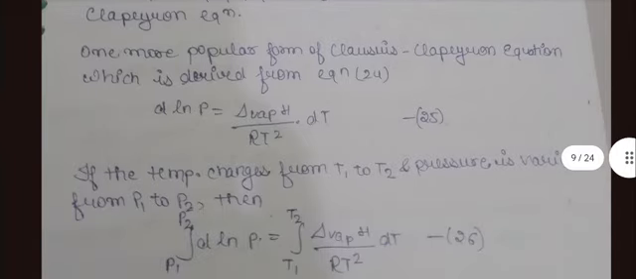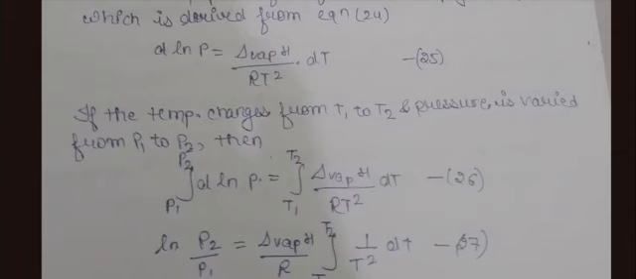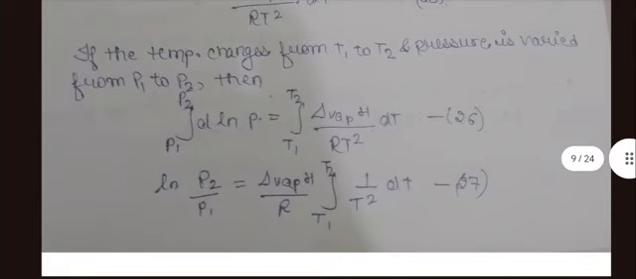One more popular form of the Clausius-Clapeyron equation, which is derived from equation 24, is d ln P equals delta vapor H by RT square into dT. If the temperature changes from T1 to T2 and pressure is varied from P1 to P2, then integrating d ln P with limits from P1 to P2 equals delta vapor H by R times the integral of dT by T square with limits from T1 to T2. So ln P2 by P1 equals delta vapor H by R times the integral from T1 to T2 of 1 by T square dT.